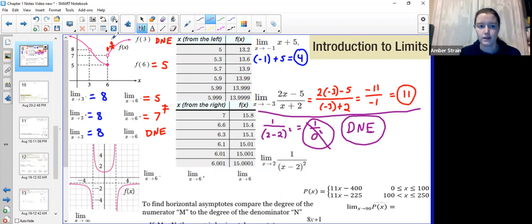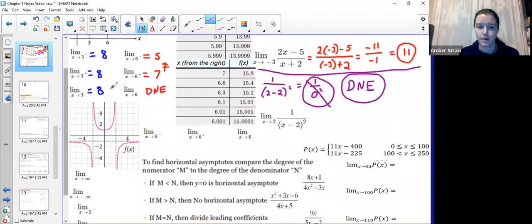But what if we came in from the right, just like the stickmen here? So this one, they're getting closer and closer to 6 again. But this time, the y values got closer and closer to 15. So it's just like this case right here. There's a break, there's a gap. So coming in from the left, it should have approached 14. It was getting really close to 14. But when we came in from the right, getting close to the 6 from the bigger side, the bigger numbers, that was 15. Since 14 does not equal 15, the limit as x approaches 6 does not exist.